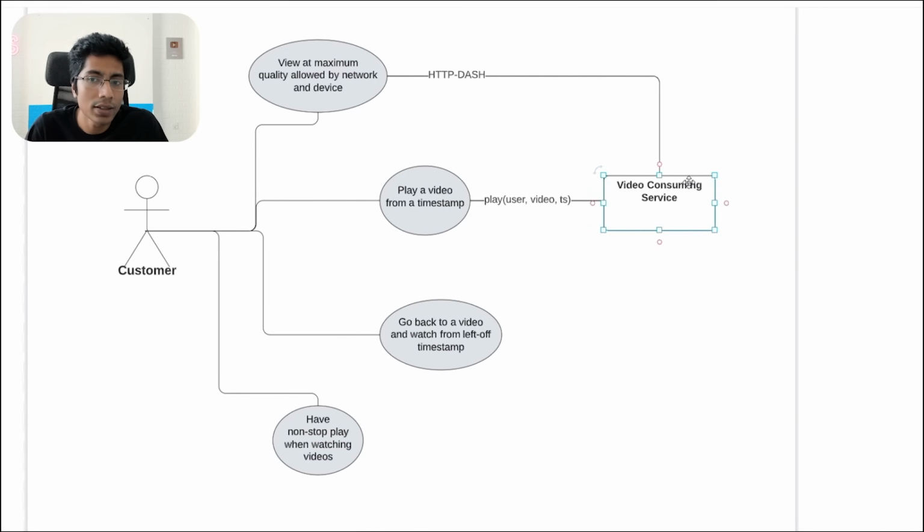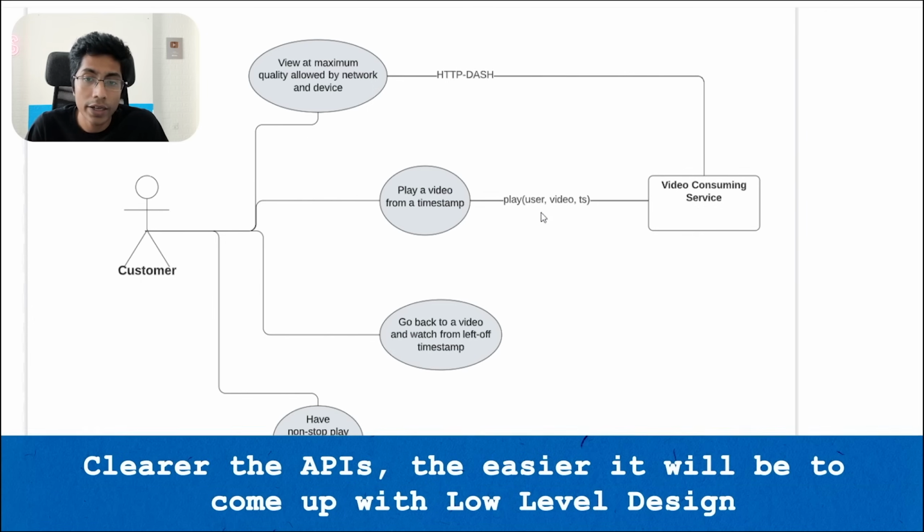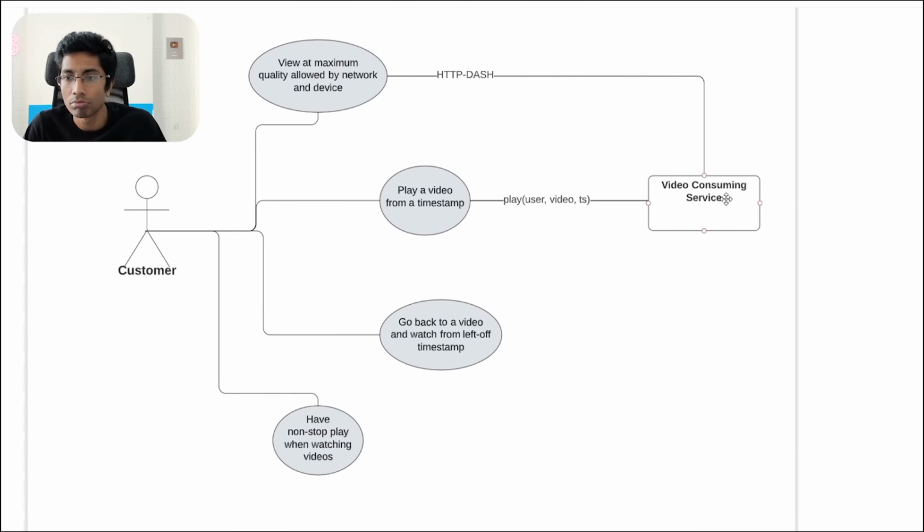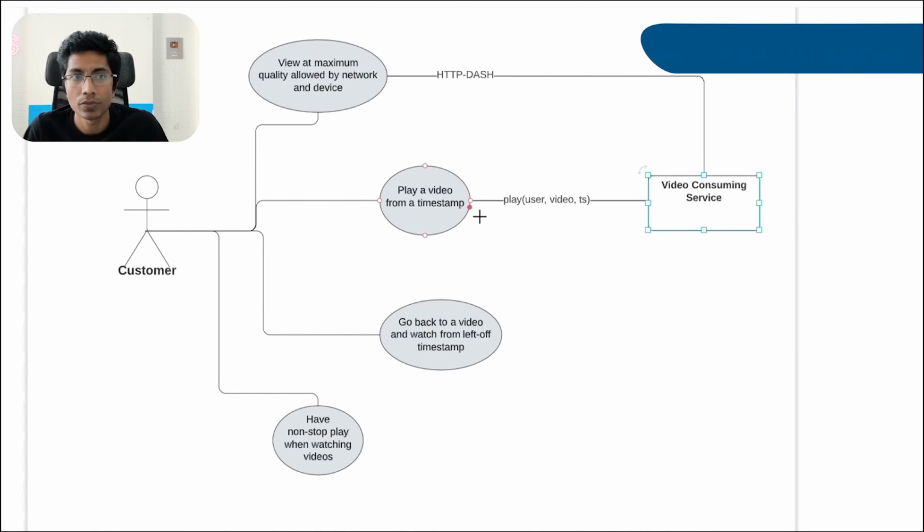You see that I'm still thinking in terms of APIs. The clearer your APIs are, the easier your low-level design will be. The more you think about how the users or each feature is going to be implemented using the services that you have, the easier your design will be.